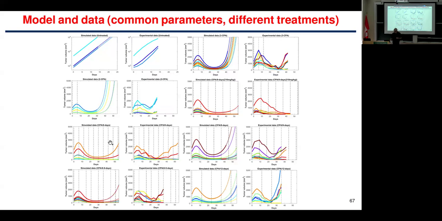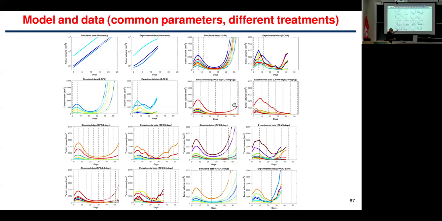And we fit with one single set of parameters. The only thing that changed was the amount of drug, okay? With one single set of parameters, only changing the amount of drug, we get this is the model, this is the experimental data, model, experimental data, model, experimental data, and so forth for different kinds of treatments.